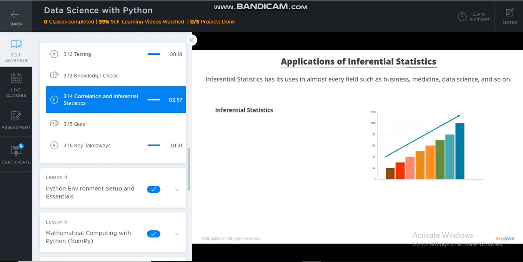Inferential statistics is an effective forecasting tool widely used in businesses. For example, companies use it to predict their finances for future quarters. Using current data, future patterns can be inferred.